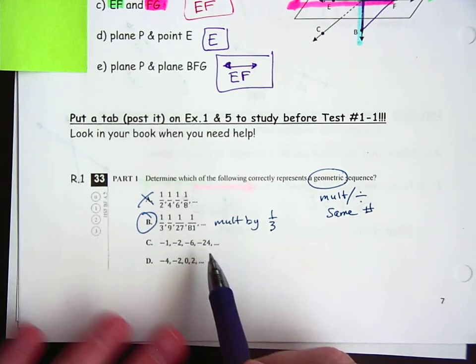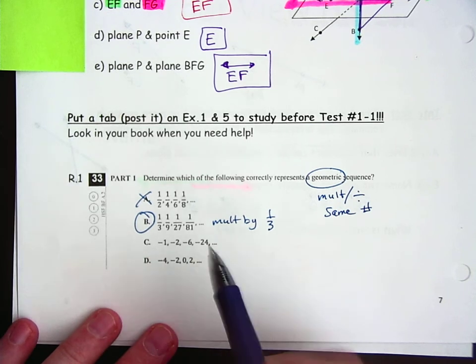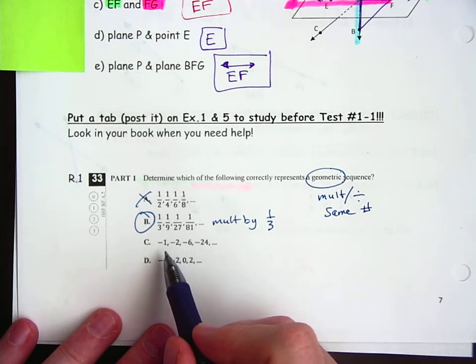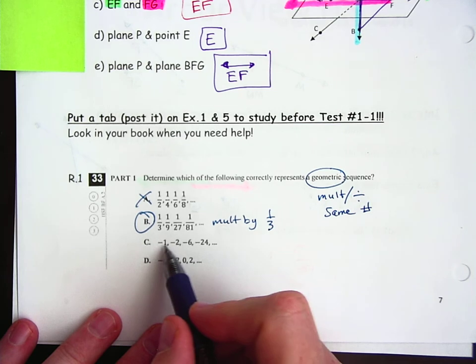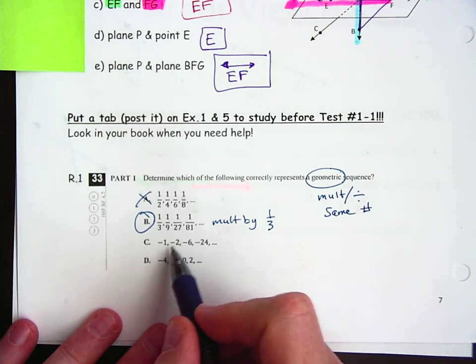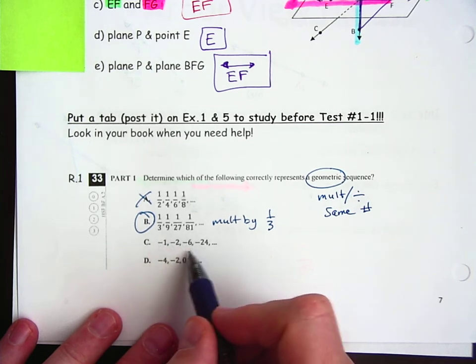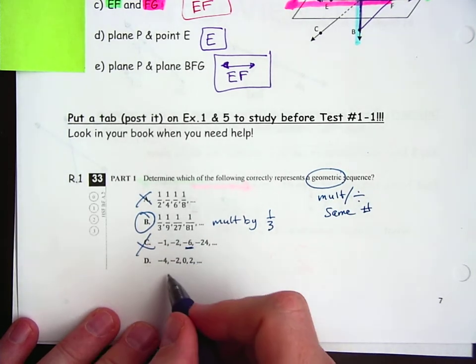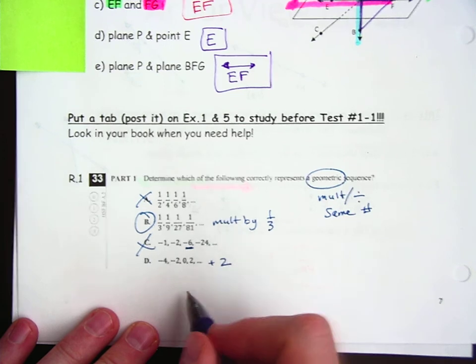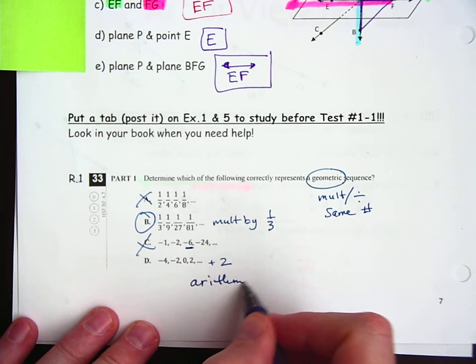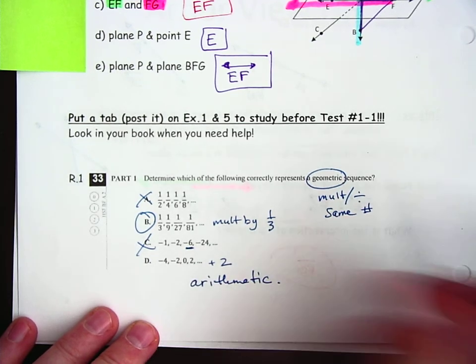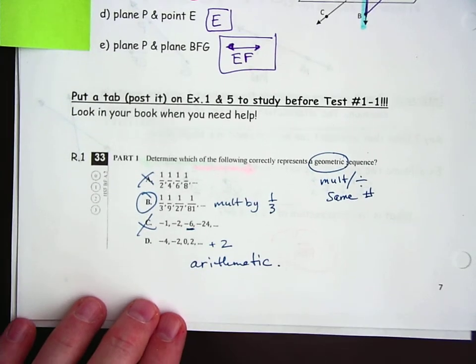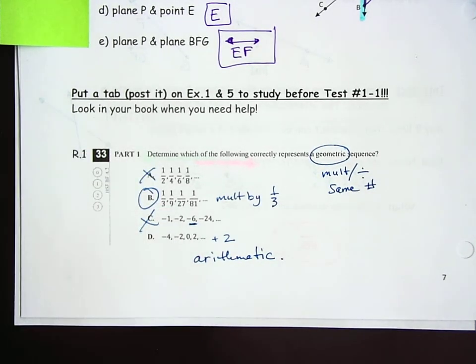Now, these are all negative. If we were multiplying by a negative number, that would alternate the sign. So we're not multiplying by a negative number. We could multiply by a positive. Times 2. -1 times 2 is -2. -2 times 2 is -4. So that's not going to work. And this looks like it's adding 2, which is arithmetic. So that concludes that lesson. We want to, on multiple choice questions, check all the choices. All right, that's it.